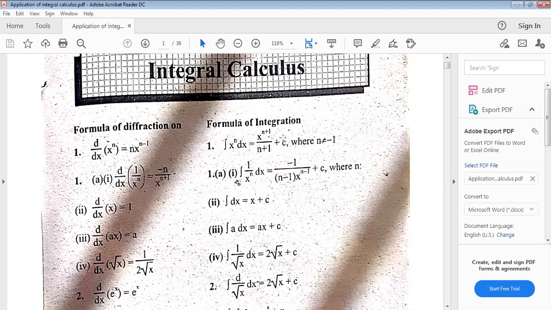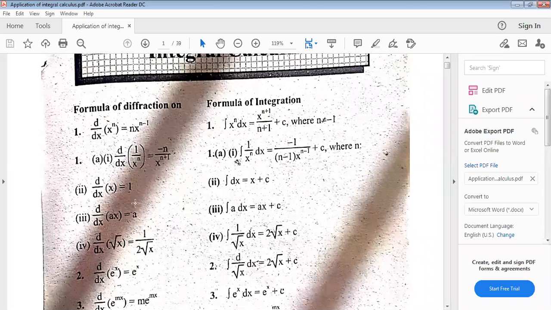We must introduce a constant c, because the differentiation of any constant will be 0. So the integration of 0 will be a constant. This is why after integration you have to introduce a constant c. So the differentiation of x with respect to x will be 1, and the integration of 1 will be x. That's just the opposite of this.